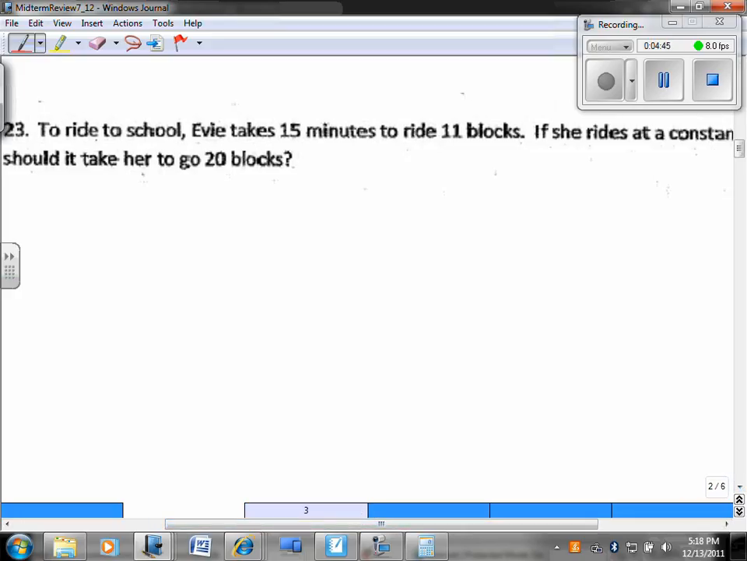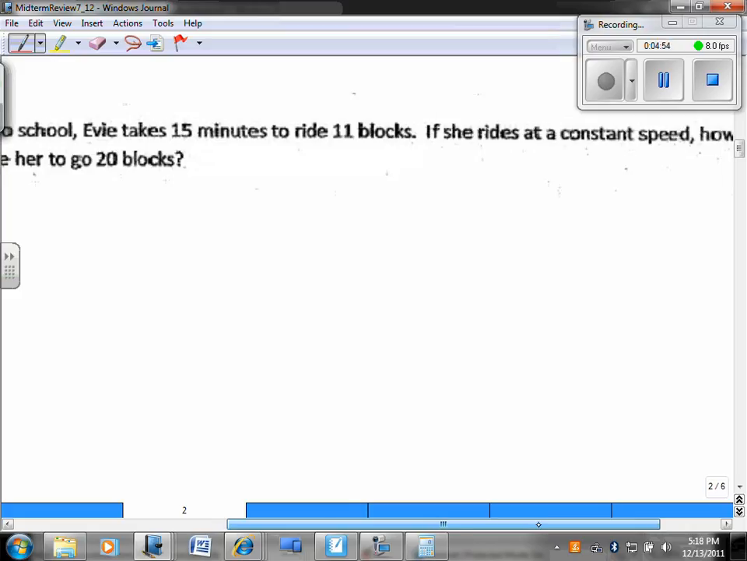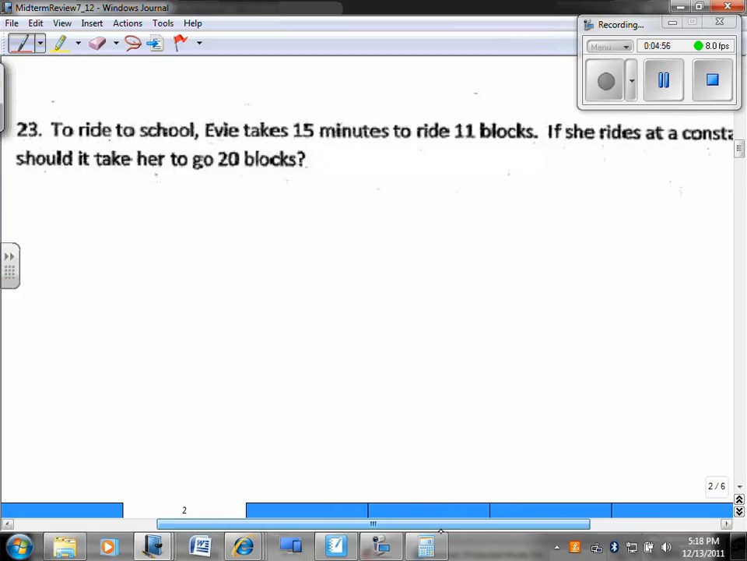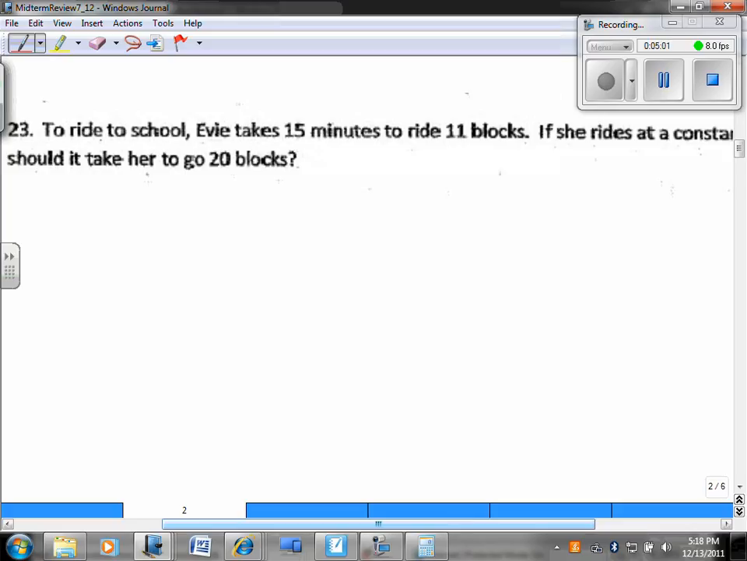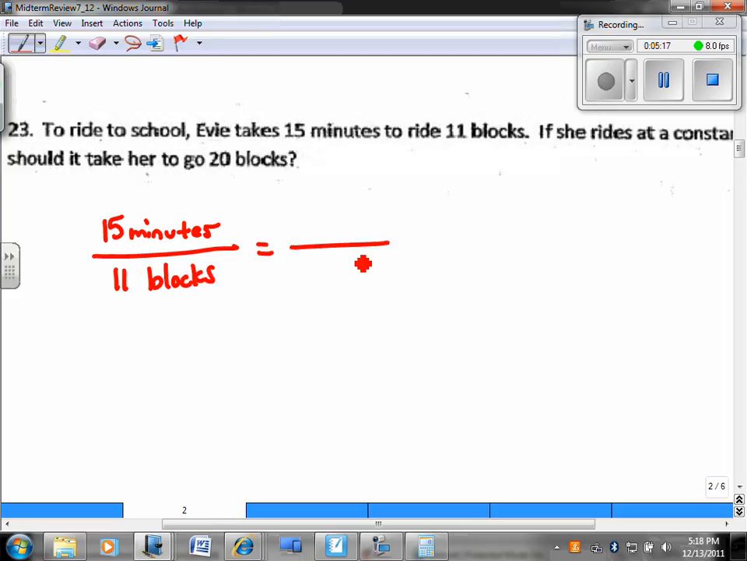Problem 23. To ride to school, Evie takes 15 minutes to ride 11 blocks. If she rides at a constant speed, how long should it take her to go 20 blocks? Okay, so we're going to use yet another proportion. 15 minutes for 11 blocks. And we want to know how long, so how long is going to be our minutes, x minutes, to go 20 blocks.